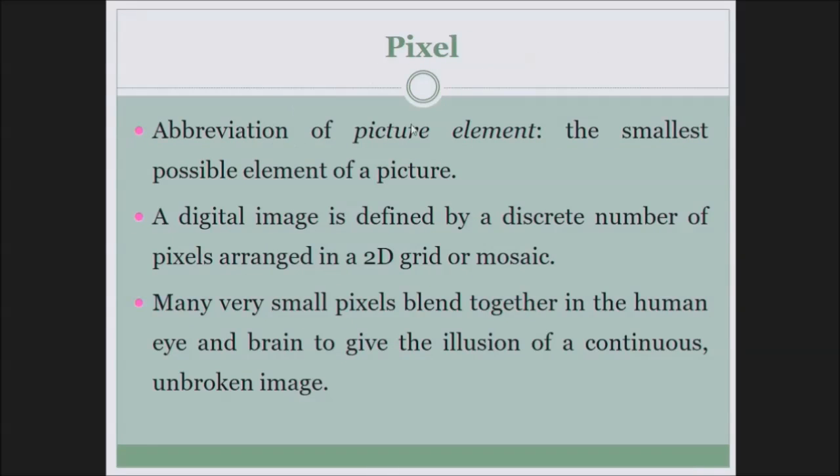Pixel, abbreviation of picture element, the smallest possible element of a picture. So a digital image is defined by a discrete number of pixels which are arranged in a 2D grid or a mosaic in rows and columns. And many of these pixels blend together in the human eye and brain to give the illusion of a continuous unbroken image.